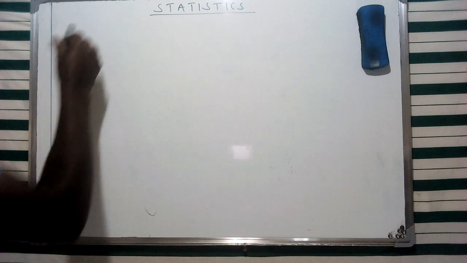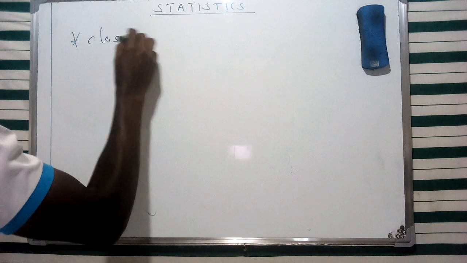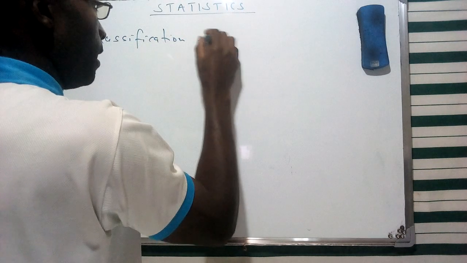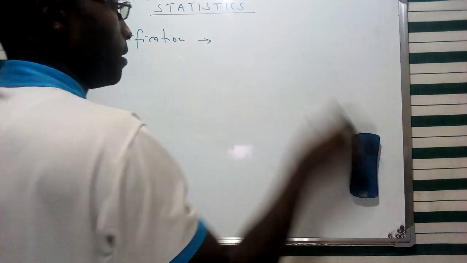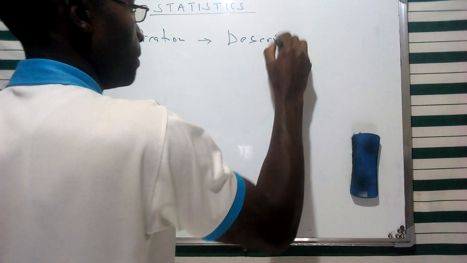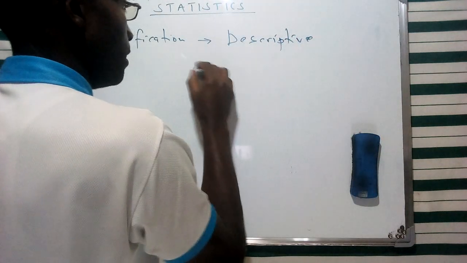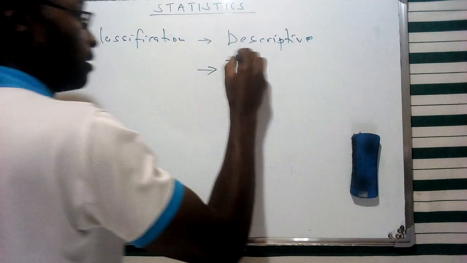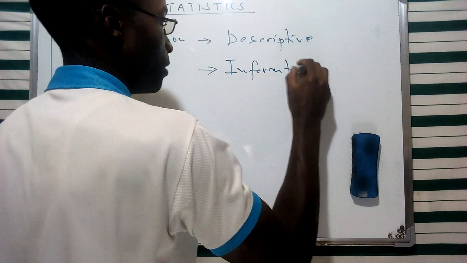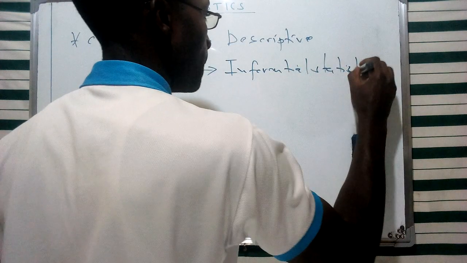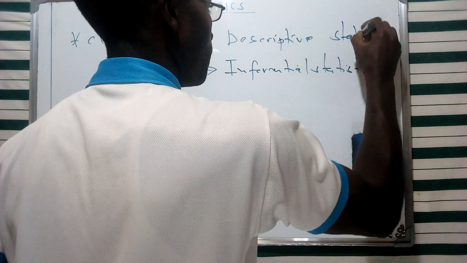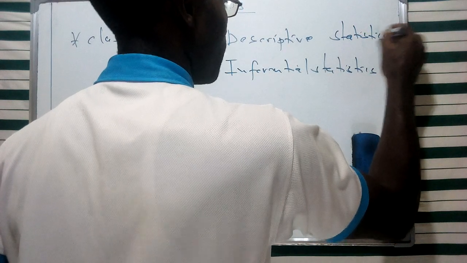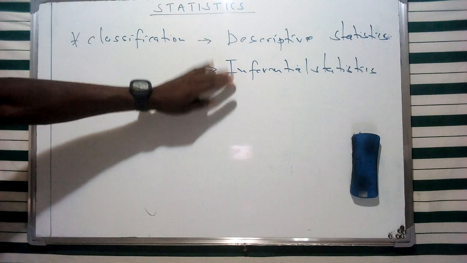Now, in this case, I said that we're going to do a classification of this specific concept of statistics. And we can broadly classify statistics into specific product categories. The first one is descriptive statistics, and the second one we're going to classify as inferential statistics. So these two product categories of statistics are going to assist us try to describe statistics depending on the use.